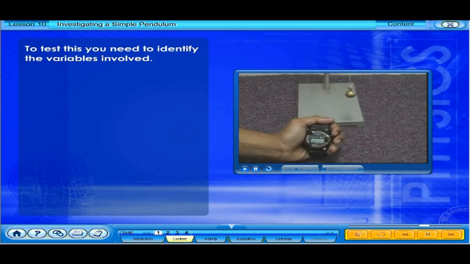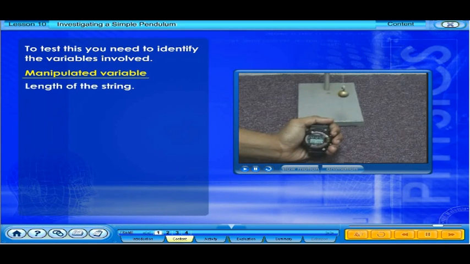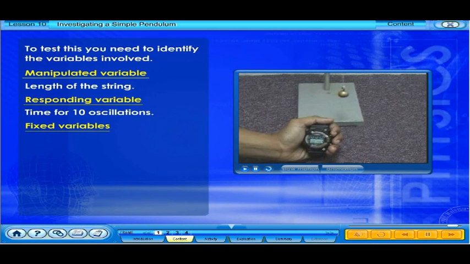To help you do this, you can ask yourself these questions. What do you change? Length of the string. What do you measure? Time for 10 oscillations. What do you keep the same? Mass of the pendulum bob, amplitude of oscillations.